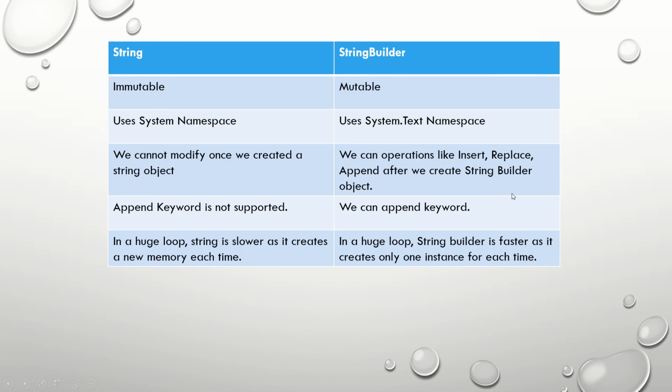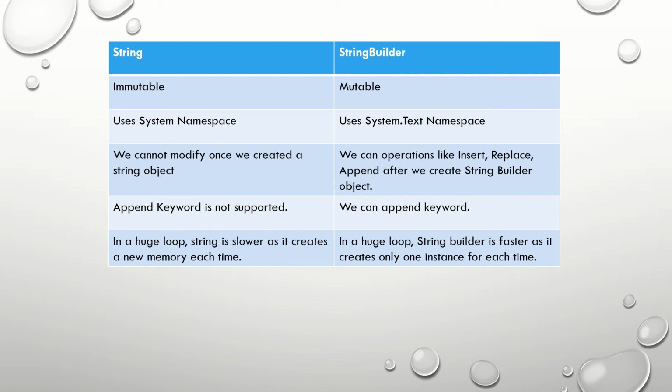String is immutable. What does it mean? It means that when you create a string, it is read-only. When something is immutable or read-only, it cannot be changed at a later time, whereas StringBuilder is mutable. String uses the System namespace, whereas StringBuilder uses the System.Text namespace.